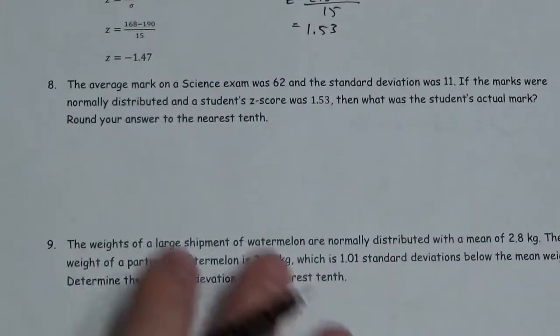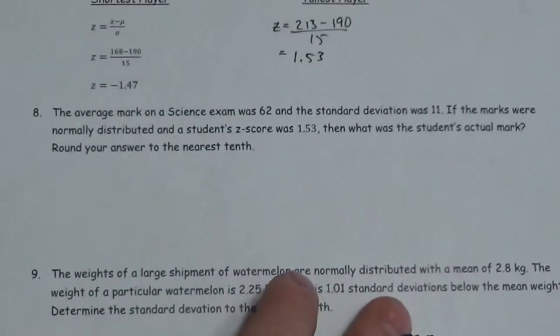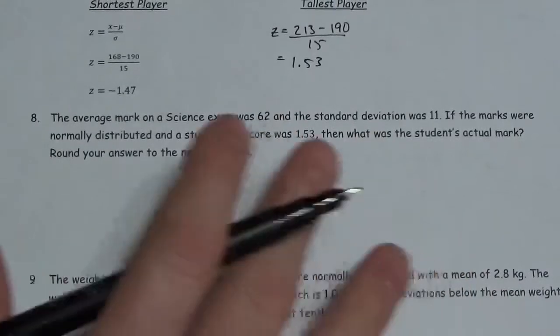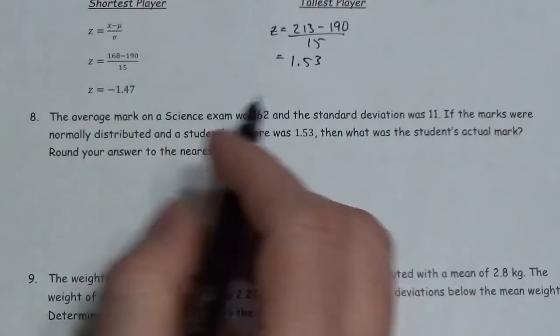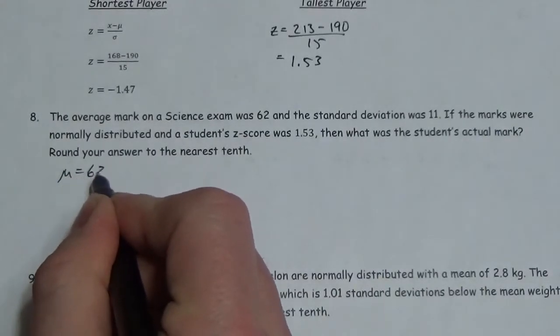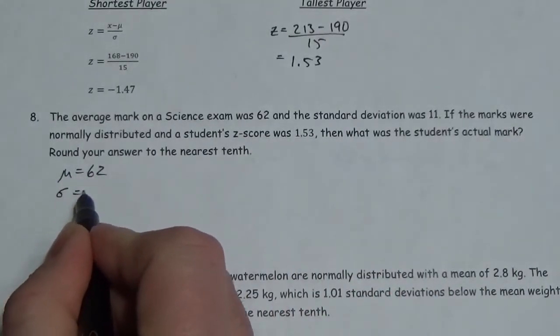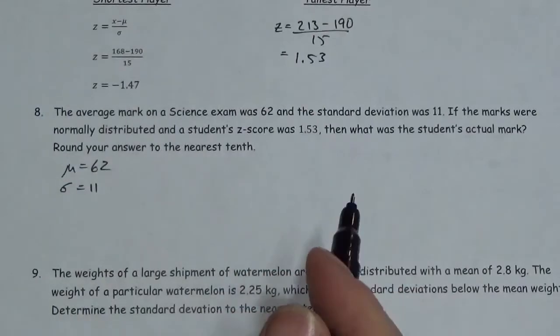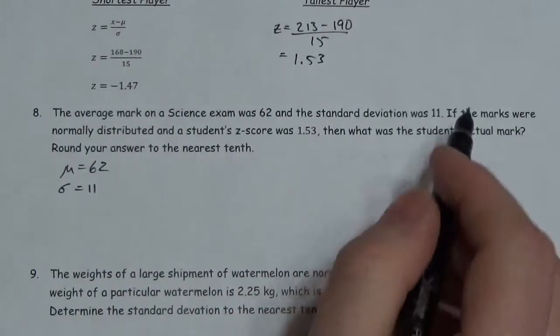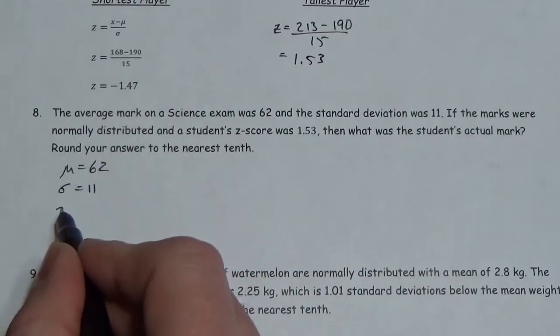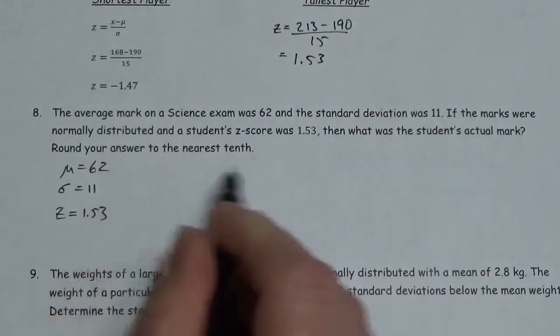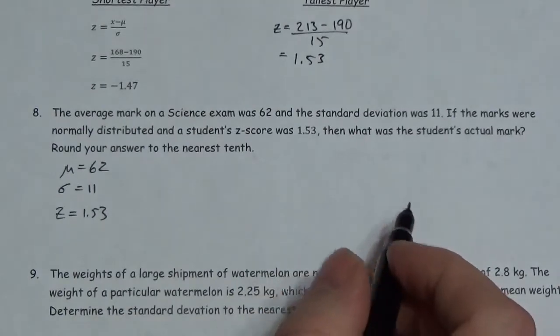important. Okay, here's a really interesting question, and one that we're going to kind of come back to in a couple minutes here. The average mark on a science exam was 62. Okay, so the mean was 62 with a standard deviation of 11. So that gives you a sense of the spread of the data, how well the group did on that exam. If the marks were normally distributed and a student's Z-score was 1.53, then what was the student's actual mark?